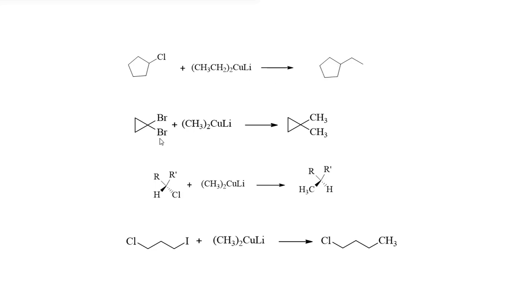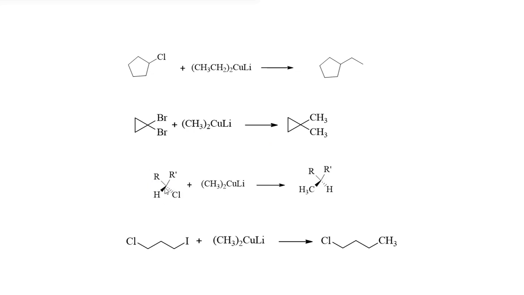In the next reaction, 1,1-dibromocyclopropane reacts with the excess of Gilman's reagent. Both bromide ions get replaced by the methyl group, forming 1,1-dimethylcyclopropane.